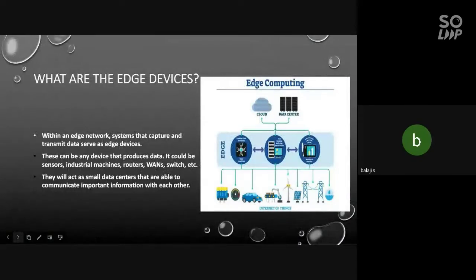What are edge devices? Within the edge network system, the devices that capture and transmit the data serve as edge devices. These can be any devices that produce data. It could be a sensor, industrial machine, router, or WAN switch. It acts as a small data center that is able to communicate important information with each other.